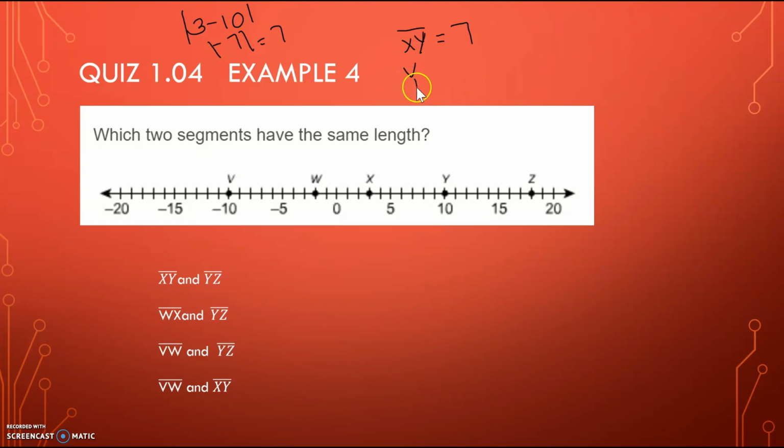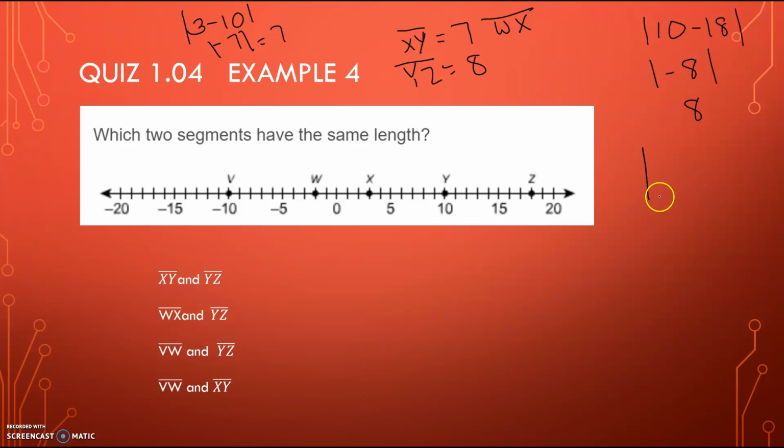We have YZ. So Y is at 10. And Z is at 16, 17, 18. Minus 18. 10 minus 18 is the absolute value of negative 8, and the absolute value of negative 8 is 8, so that equals 8. What other ones do we have? We have WX.